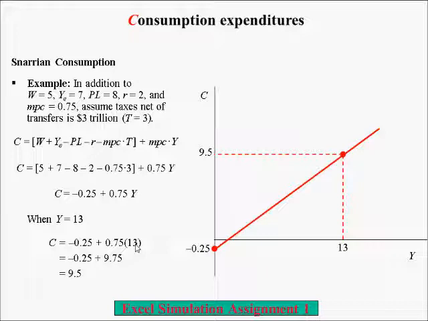Now, this is a Snarrian consumption function. The Snarrian consumption function relates consumption and real GDP. You do not draw a 45-degree line here. It makes no sense in the context of the Snarrian consumption function. Now, if you go to my website, www.halsnar.com, you can go to Excel simulations, and you can actually run an Excel simulation that I built based on this equation.